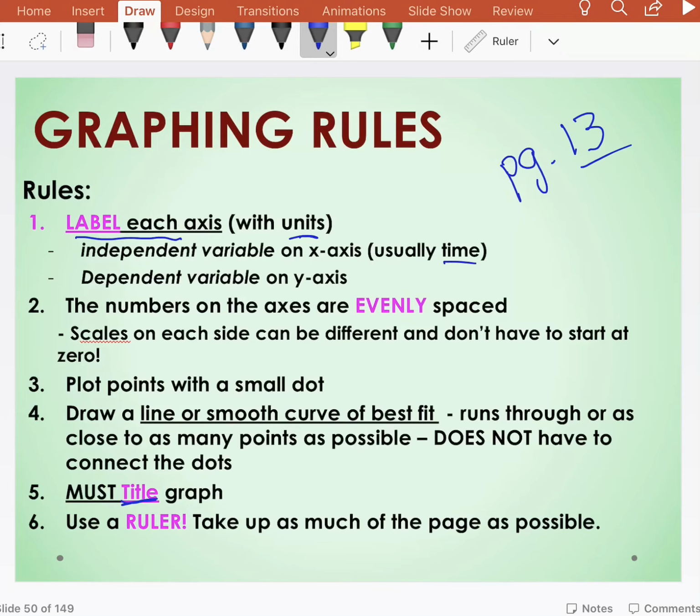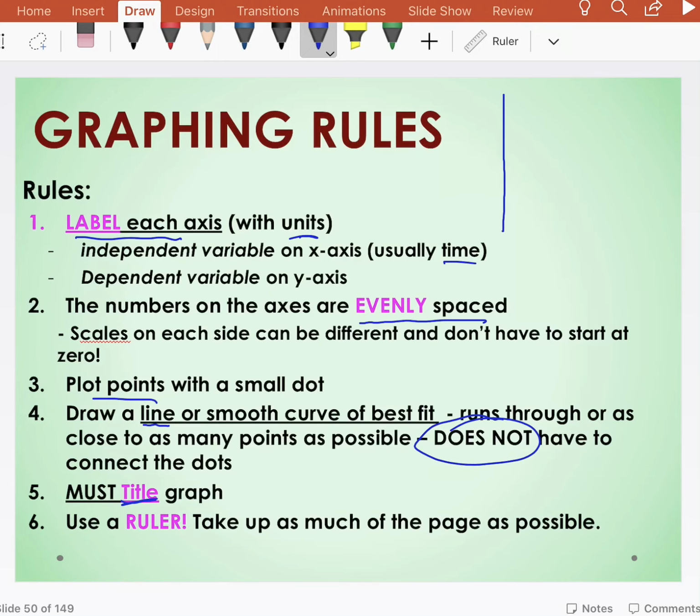Time is typically going to be on the x-axis. You make sure that your scale is evenly spaced. You start plotting your points with a small dot. And then often when you're done, you need to draw a curve or line of best fit. Now with a line of best fit, it's very important that your line matches your data, but it actually does not have to connect the dots, right? A line of best fit is like a trend line, which is typically using a ruler to just kind of show the general pattern. So let me just do a quick sketch here.